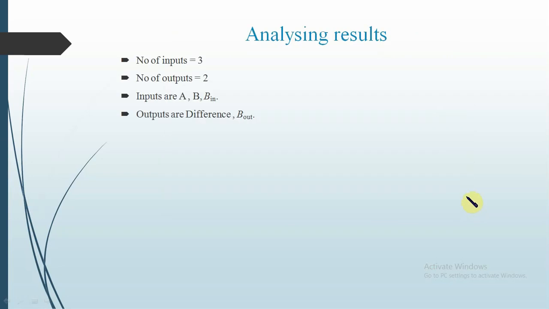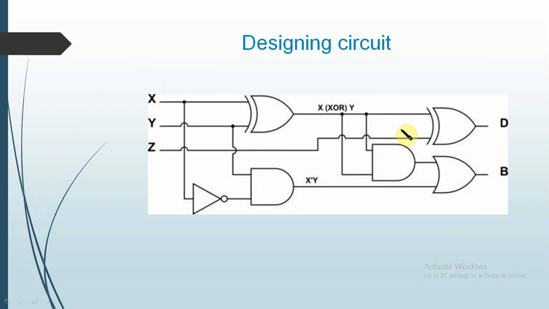The analyzing results: there are 3 inputs and 2 outputs. The inputs are A, B and borrow input, and outputs are difference and borrow output. And this is the designing circuit using the truth table and K-map. We get the equation and we draw the diagram of difference and borrow.